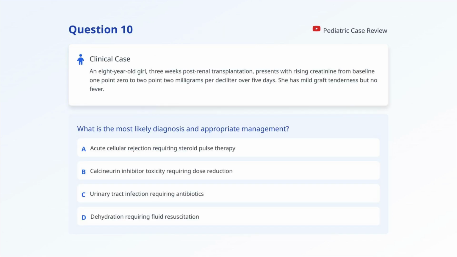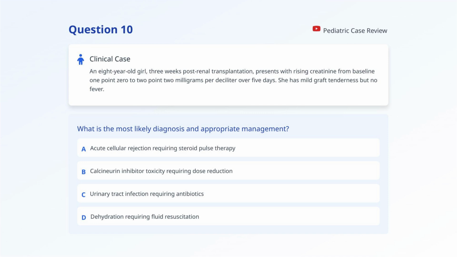An 8-year-old girl, 3 weeks post-renal transplantation, presents with rising creatinine from baseline 1.0 to 2.2 milligrams per deciliter over 5 days. She has mild graft tenderness, but no fever. What is the most likely diagnosis and appropriate management?